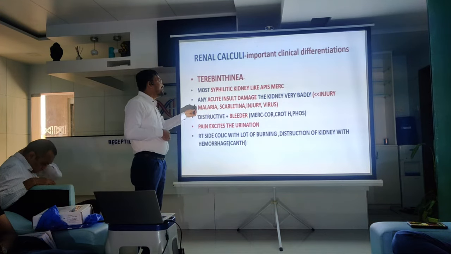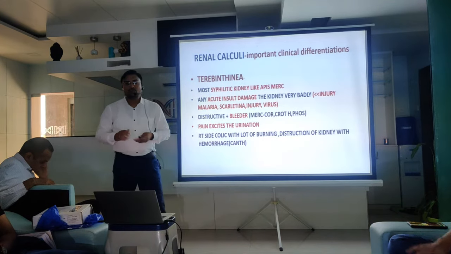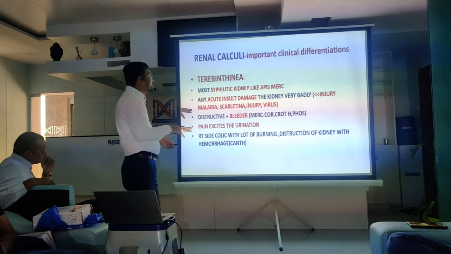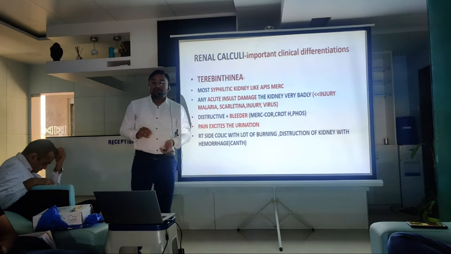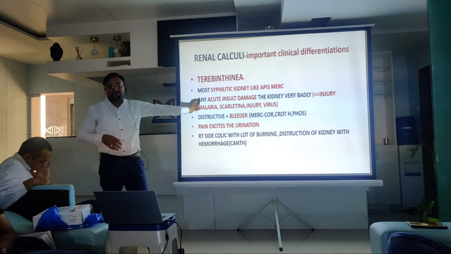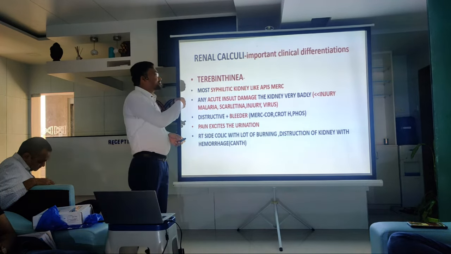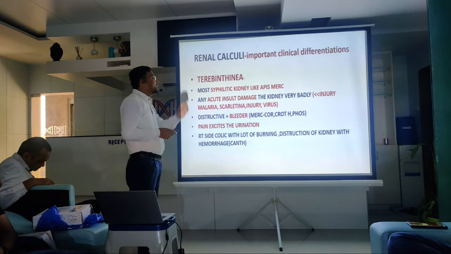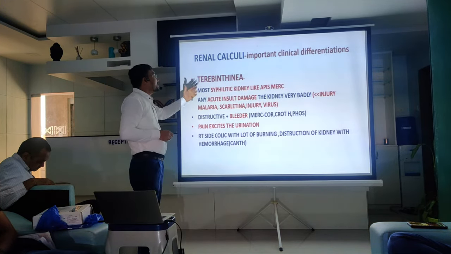Any acute insult damages the kidney very badly. It could be anything: injury, a virus, scarlatina, malaria, whatever, drugs. Because this person is immediately syphilitic; again, this is a vegetable syphilis. So they go immediately into destruction, like mercury. Any trivial stimulus, any NSAID or any virus, simple influenza, and they'll end up in acute renal failure.